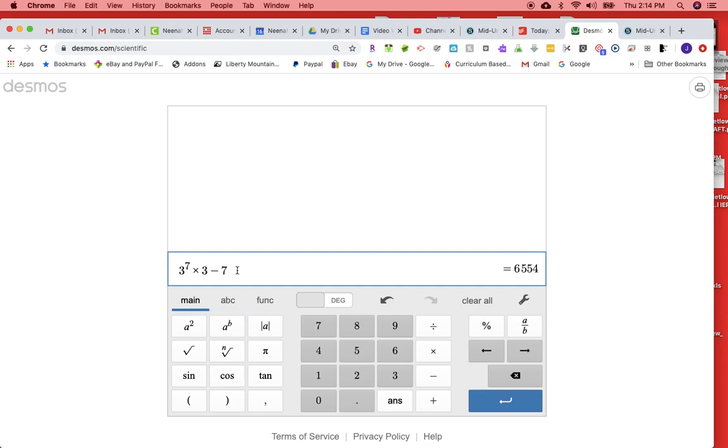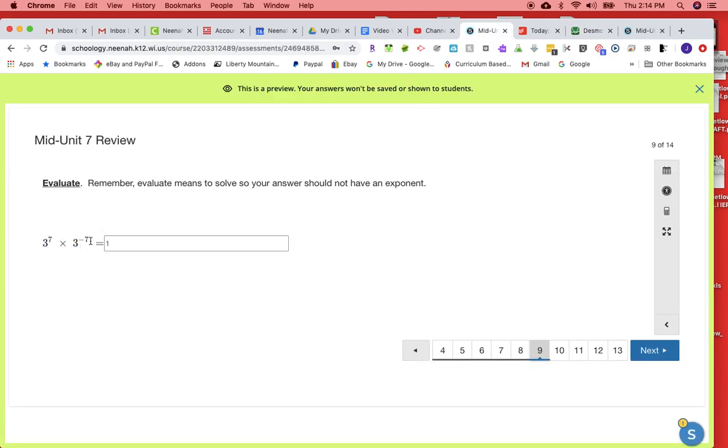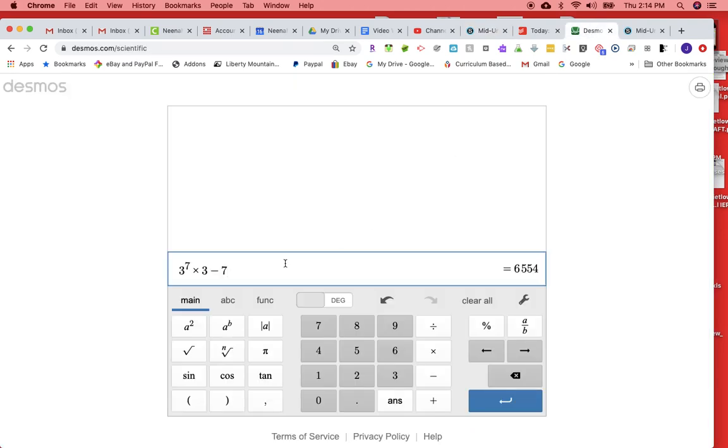Now that part's right. Over here, this should be 3 to the negative 7th. If you're doing this, make sure it's an exponent of negative 7. So I'm going to delete the minus 7, make this an exponent, and then put minus 7. Now we have it correct. So when you typed it in, it came out to be 1.